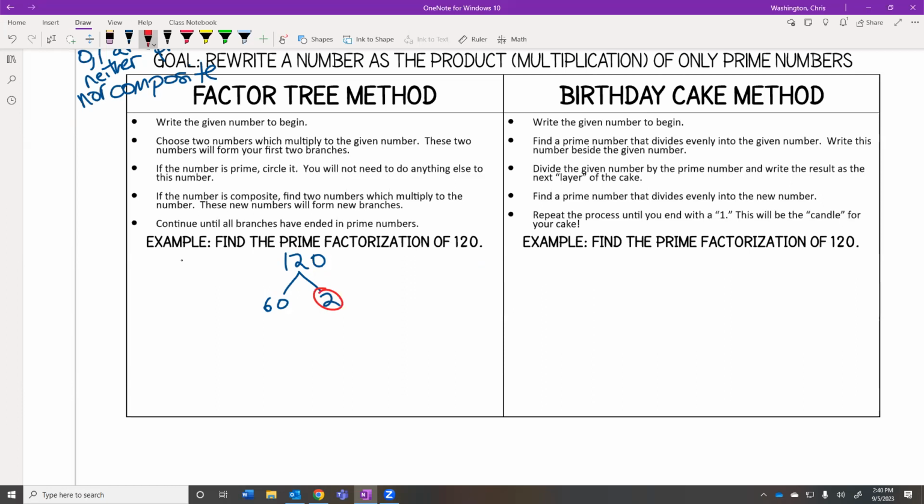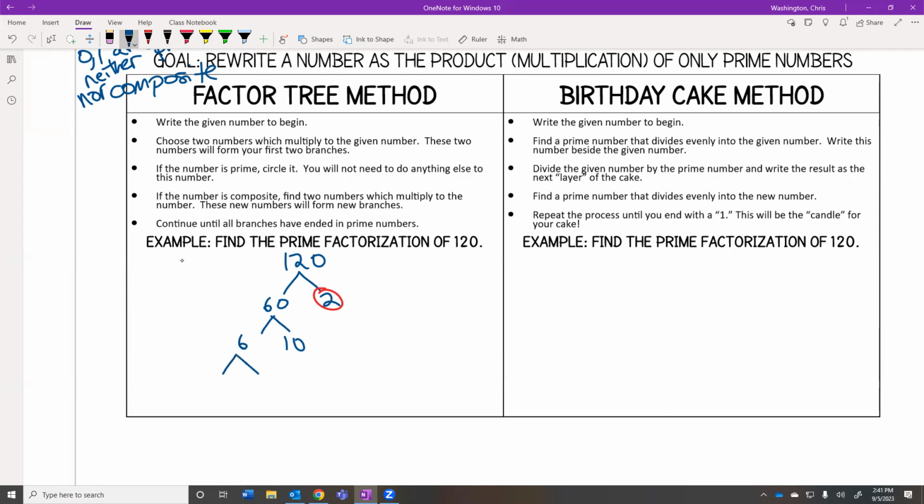Is 60 prime? No, so we've got to keep going. At this point, it doesn't matter what 2 numbers we use, as long as they multiply to give me 60. 6 and 10 would work. 15 and 4 would work. 20 and 3 would work. It doesn't matter. Are either of those numbers prime? If they are, we're going to circle them, but they're not. So we've got to keep going.